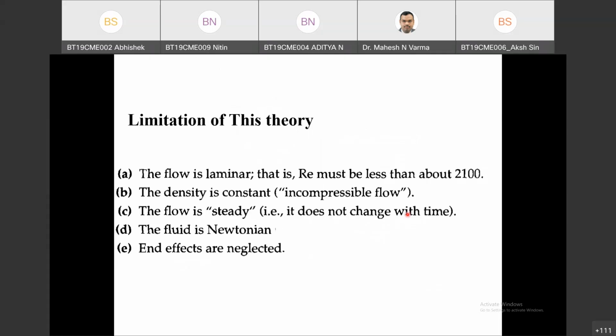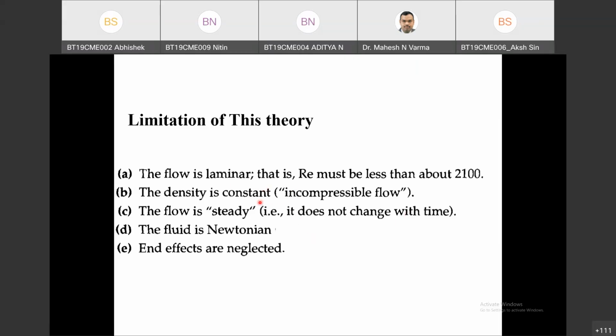So the limitation of this theory is, as the Reynolds number definition is the same, D V rho by mu, where diameter is the characteristic length and average velocity is the characteristic velocity. Here it is not based on maximum velocity, it is based on average velocity, D V rho by mu. If I am using that definition of Reynolds number, then Reynolds number must be less than 2100. So Reynolds number is less than 2100, flow is laminar, and this is true for laminar flow only.